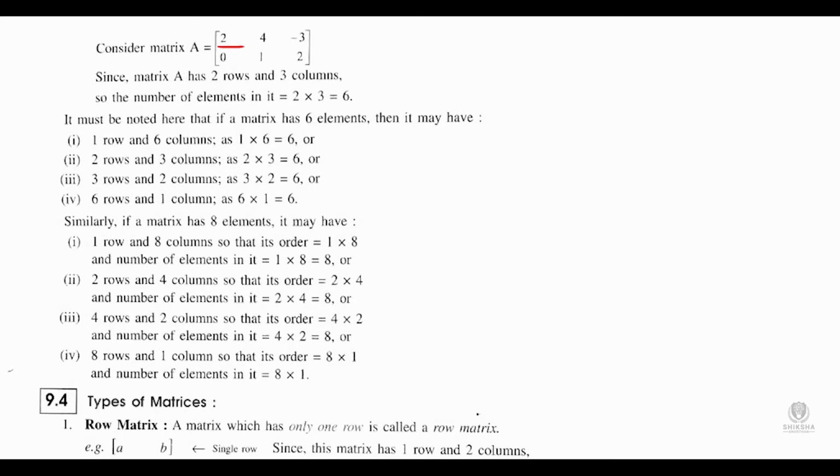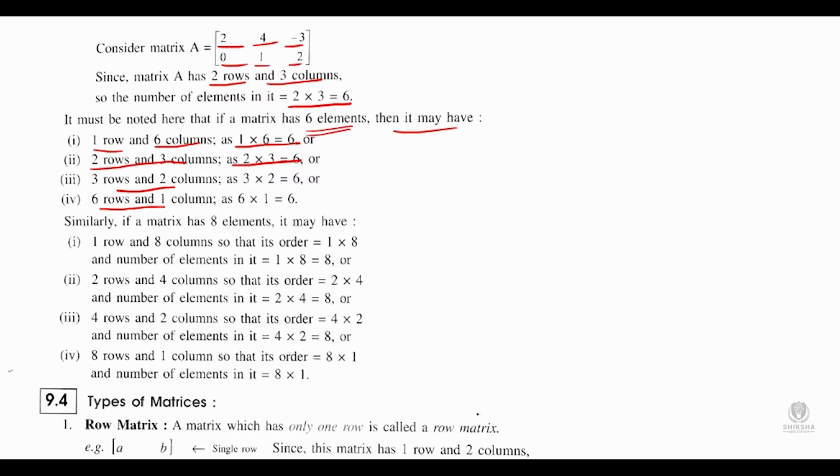Now, let us consider a matrix with elements 2, 4, minus 3, 0, 1, 2. Since matrix A has 2 rows and 3 columns, the number of elements in this is 2 into 3, 6. It must be noted that if a matrix has 6 elements, then it may have 1 row and 6 columns, as 1 into 6 is 6, or 2 rows and 3 columns, 2 into 3 is 6, or 3 rows and 2 columns, or 6 rows and 1 column. Similarly, if a matrix has 8 elements, the order can be 1 row and 8 columns, 2 rows and 4 columns, or 4 rows and 2 columns.